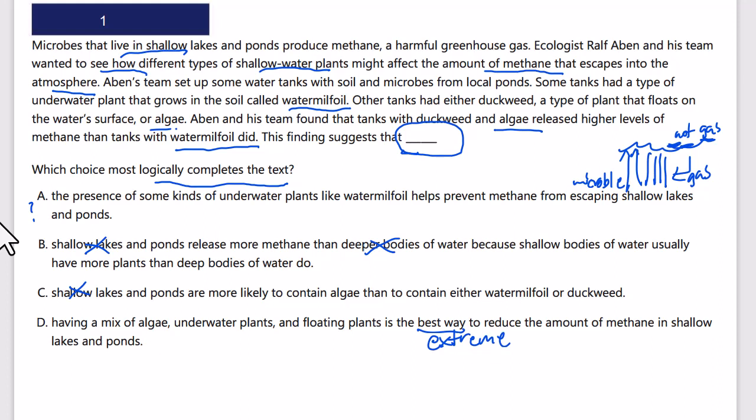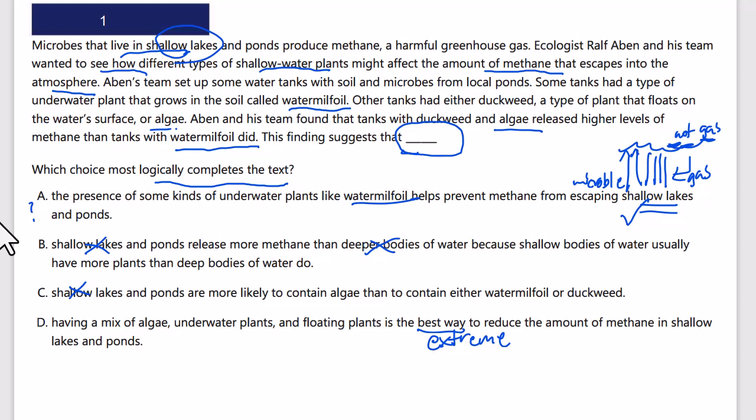So the presence of some kind of underwater plant like milfoil helps prevent methane from escaping shallow lakes and ponds. Well, why just shallow? So let's read this again. Perhaps we missed this. Microbes live in shallow lakes and ponds. Okay, so it does help prevent some in shallow lakes and ponds. That's all we're talking about, only shallow lakes and ponds. By the way, Lake George is not shallow, but the area the milfoil grows is in the shallow areas. So, okay, harmful gases that might affect the methane that escapes in that area.